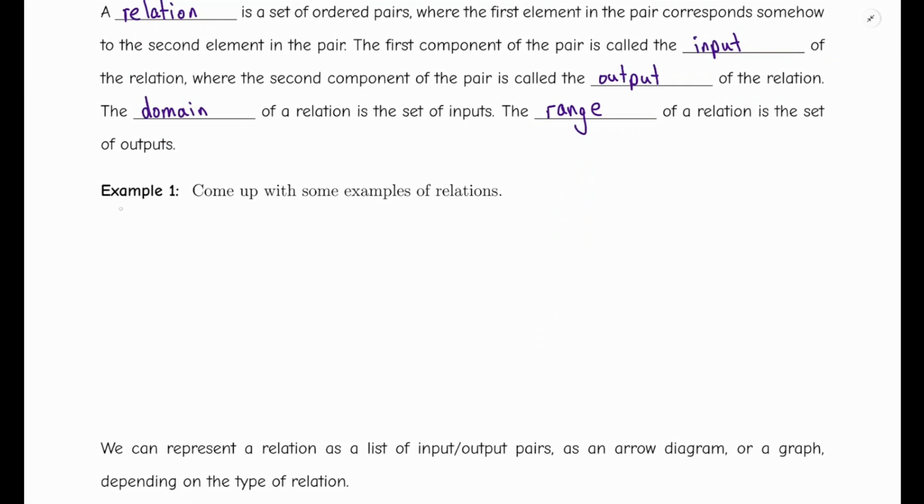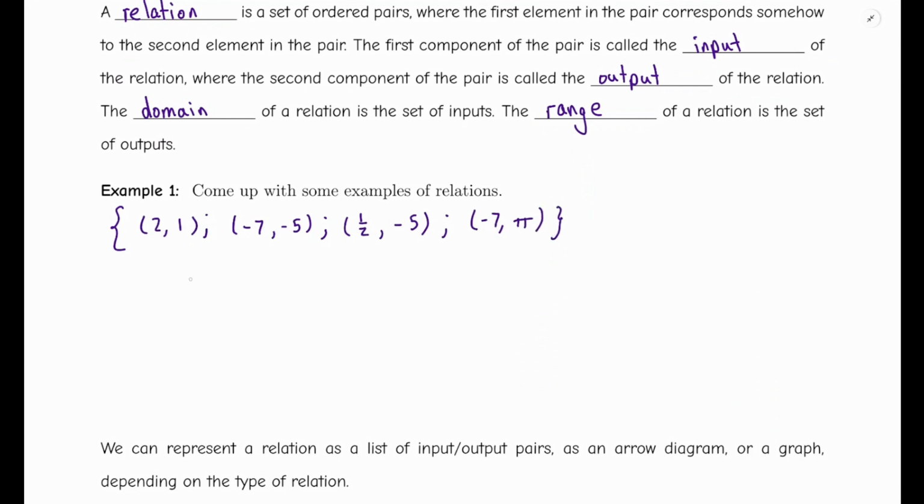Relations can just be a set of ordered pairs, and we usually put them in curly braces. So for example, (2, 1), (-7, -5), (1/2, -5), (-7, pi).